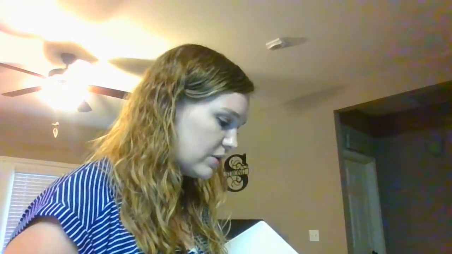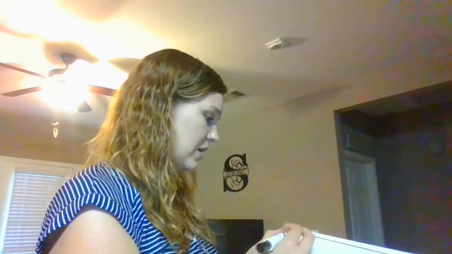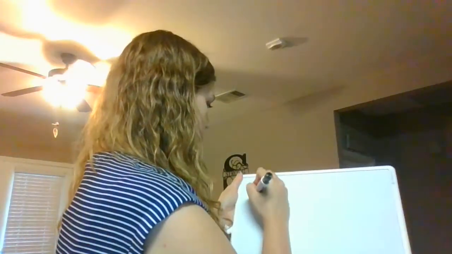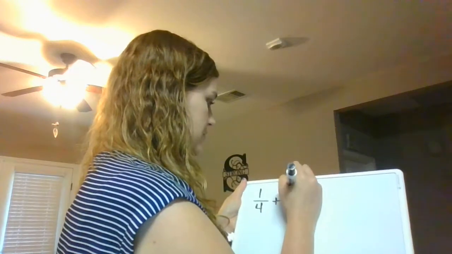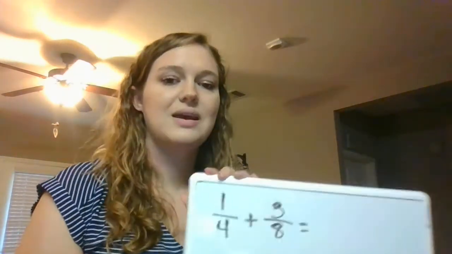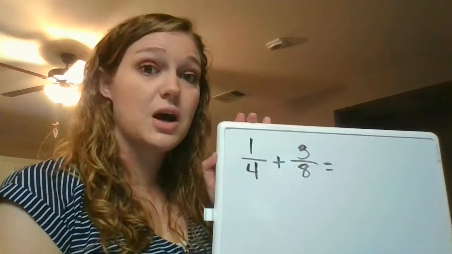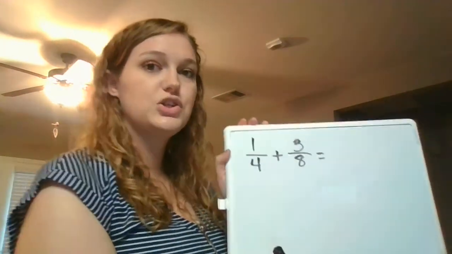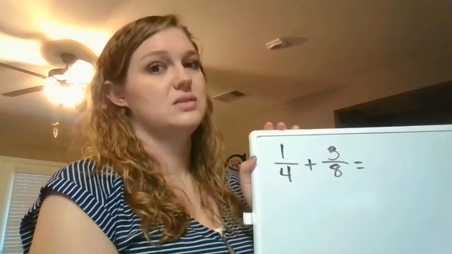Example 1 says, a recipe calls for 1/4 of a cup of whole milk and 3/8 of a cup of skim milk. What amount of milk does the recipe call for all together? So we need 1/4 of a cup and 3/8 of a cup. So we have to add them, 1/4 plus 3/8. Well, we can't do that. We can't add those because they have different denominators. So what I need to do is make them have the same denominator.